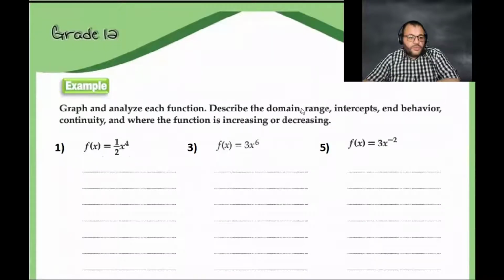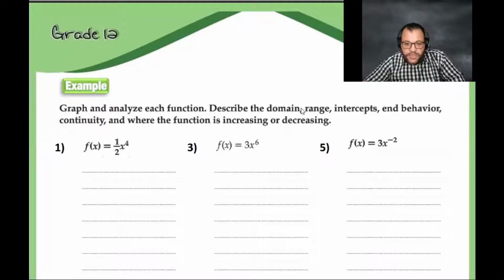Okay. So we need to graph. I just need to sketch how the graph will look. We need to graph and analyze each of the following functions. Describe the domain and range and the intercepts, where the graph intersects the x-axis and y-axis. We need to identify the end behavior, the continuity, and where the function is increasing and decreasing.